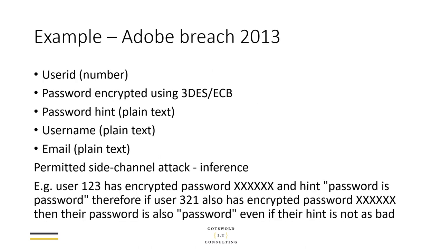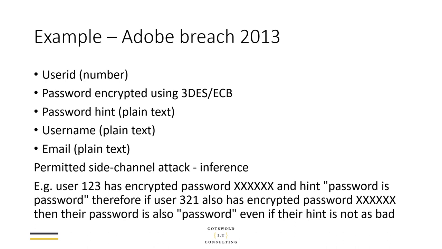So this is an example of how you could even use encryption and get it wrong. The Adobe breach was from 2013. Adobe basically made the mistake of not encrypting everything. So that was their first mistake. The second mistake was using password encryption that did not use recommended practice, which would be a secure password hashing algorithm like bcrypt, scrypt, pbkdf2, argon2, one of those four. They just used bog standard symmetrical encryption.